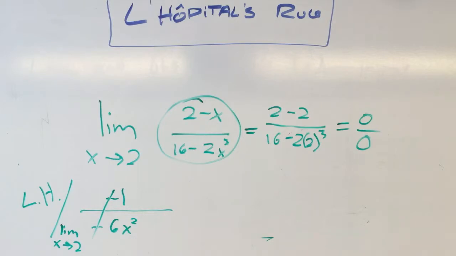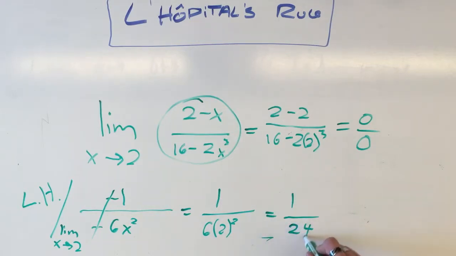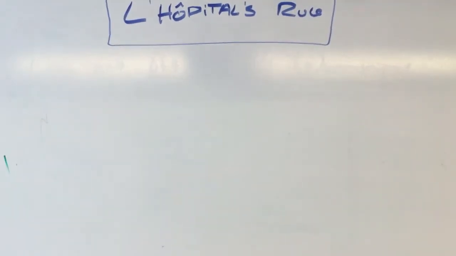We're going to try this process again and plug in 2. Plugging in 2 results in 1 over 6 times 2 squared. When you do that out, that equals 1 over 24. And that's it. Here is another example problem.